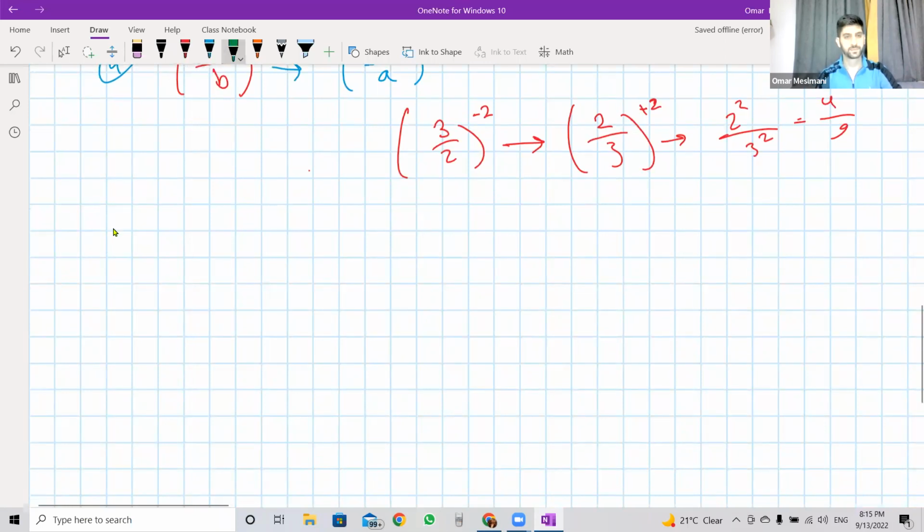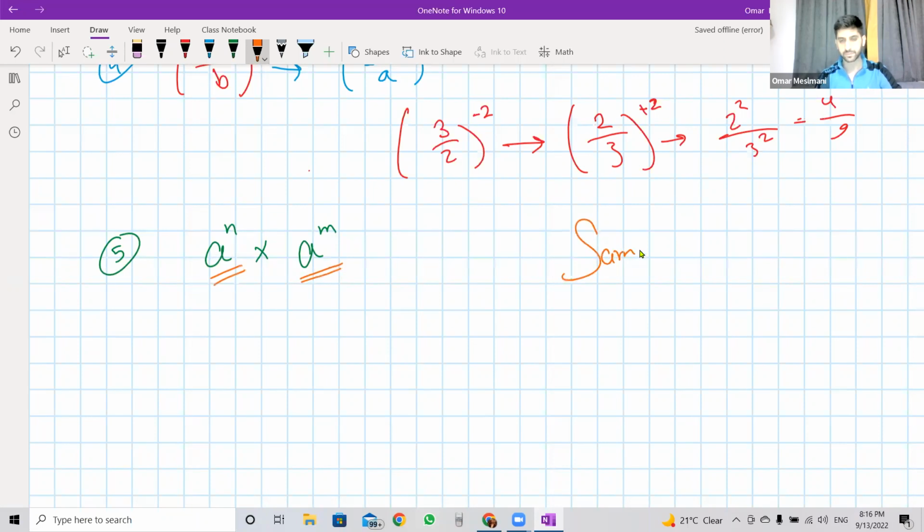Rule number 5. Right, what is rule number 5 now? Rule number 5 says that when you multiply two exponents together, a power n multiplied by a power m. All right, I guess now you can see something interesting in this. Both of these, a power n and a power m, have the same base, yeah? But they have different powers. So you add the exponents, the powers. Because they have the same base, you write the same base again and just add the lovely powers. Okay?